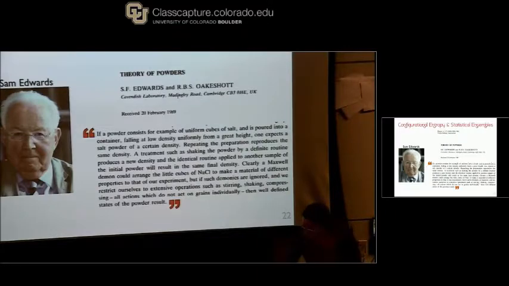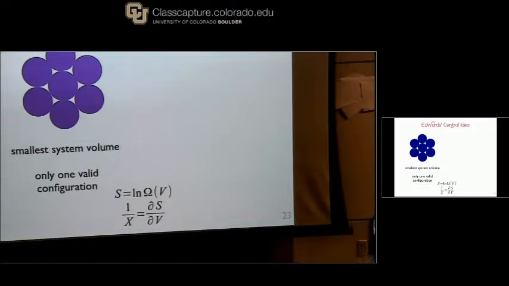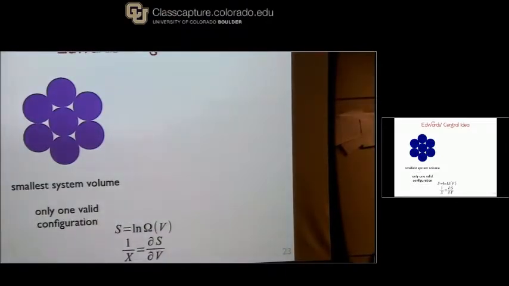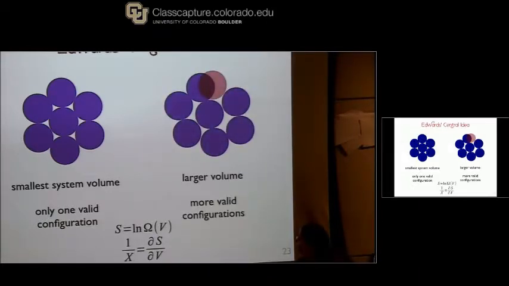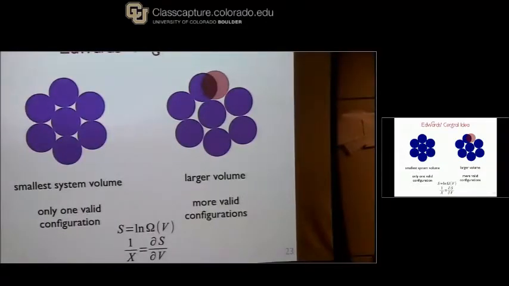So here's the simplest example of the idea. If you have a small system volume and try to put objects in it, in this case it's crystalline, there's only one valid configuration. But if you open the box a little bit and allow a little more room, now there are more possible configurations. Particles can be in different places. So by changing the volume, you change the number of possible configurations. This gives you a configurational entropy. And by analogy to thermodynamics, there may well be a temperature-like variable associated with that.